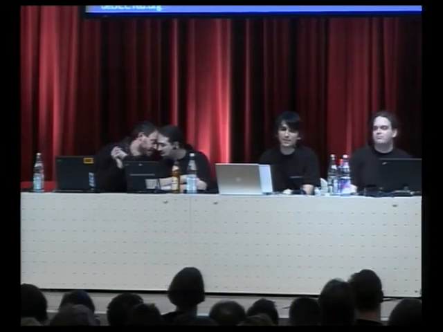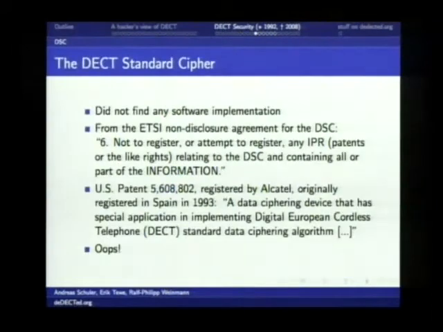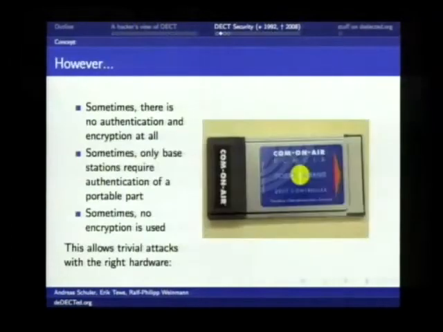Okay, so for the DECT standard cipher, we weren't able to find any software implementations. For DSAA, there are software implementations, and that's how it was reverse engineered now. What's funny is that the ETSI non-disclosure agreement specifically says that you should not try to register any intellectual property, such as patents, on this cipher, which happened in 1993 when Alcatel filed a patent in Spain, which then became a patent later in 1999 in the US as well. And this leaked significant amounts of data on this cipher.